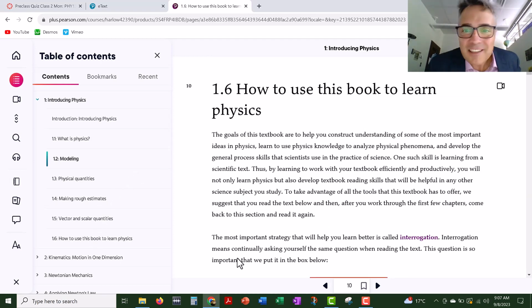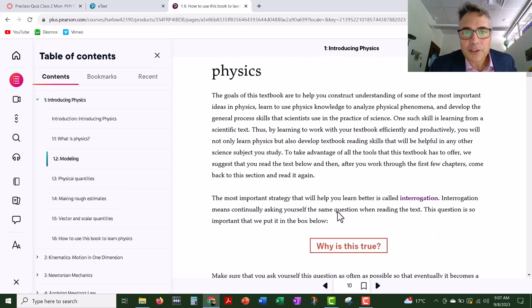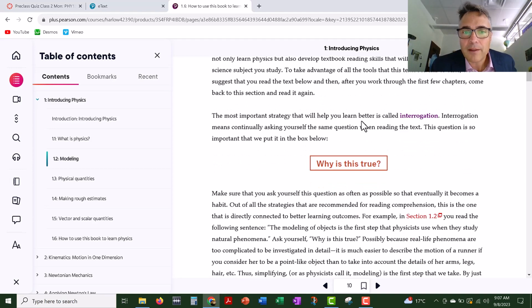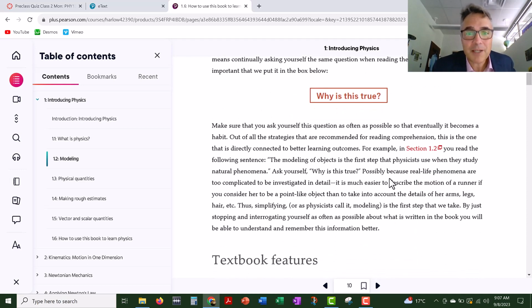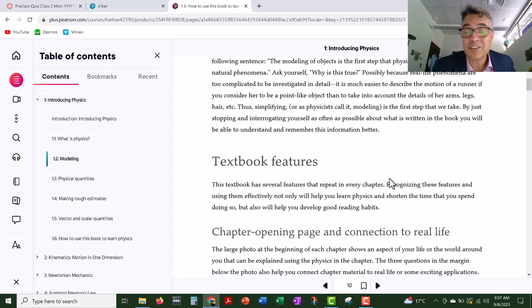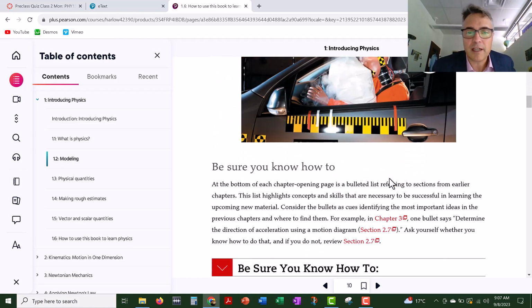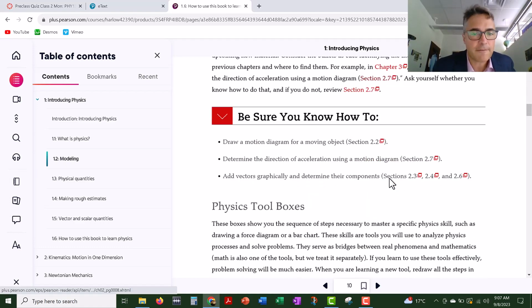And 1.6 ends Chapter 1 with some advice about how to read a book. So, the most important strategy is called interrogation. You're continually asking yourself the same question. Why is this true? Make sure you ask yourself this question as often as possible. And it's good to do that in class as well, so that you're trying to test, do you understand this stuff?